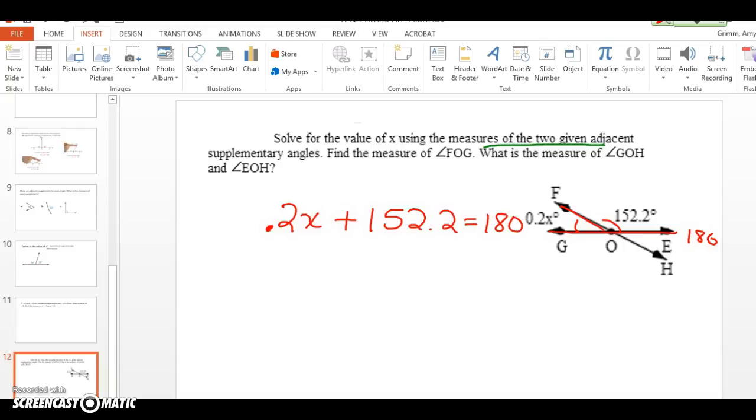He said it right. He said GOE is 180 degrees. That's a straight angle. And there's this angle here, and there's this angle here.